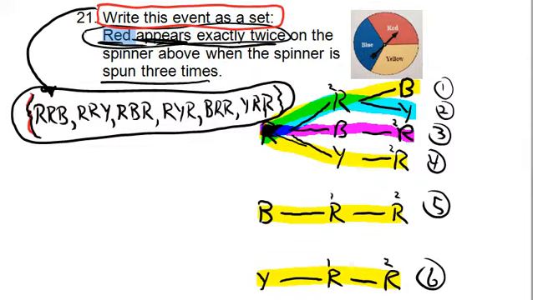Every possible combination of blues, reds, and yellows where red appears exactly twice. Notice they're not asking for a count. They're not asking for a probability. They strictly want you to list the events. So read things carefully.